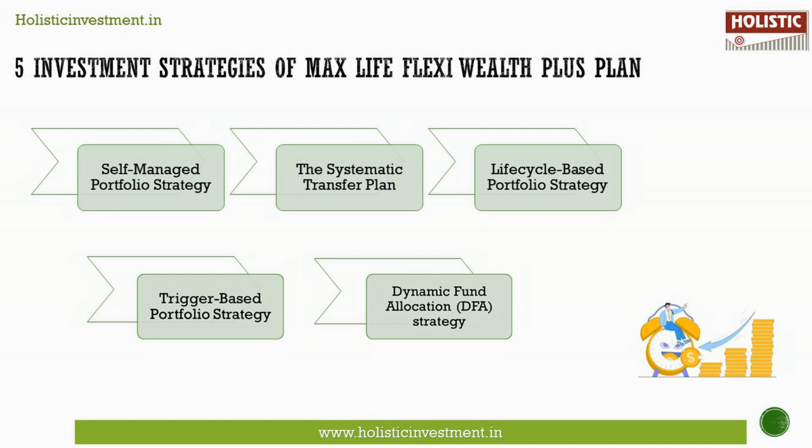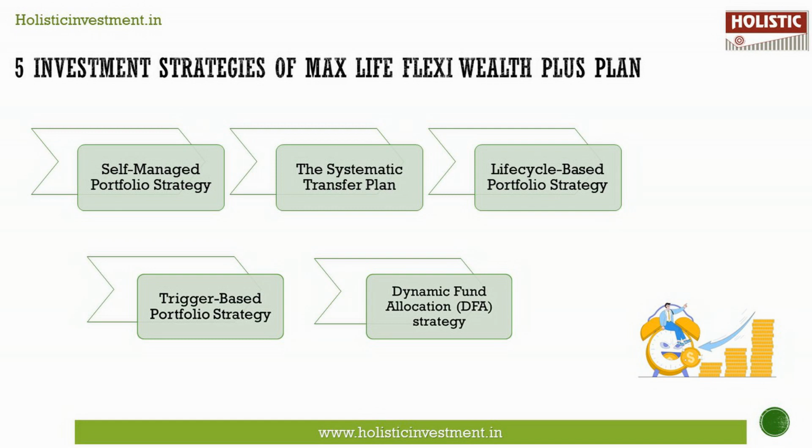In the second strategy, called the systematic transfer plan, it allows the policyholder to duplicate the rupee cost averaging approach on the policyholder's annualized premium. First, the units will be acquired in Secure Plus, and then on each consecutive monthly anniversary, units available in the Secure Plus fund will be progressively moved to the Growth Super Fund.